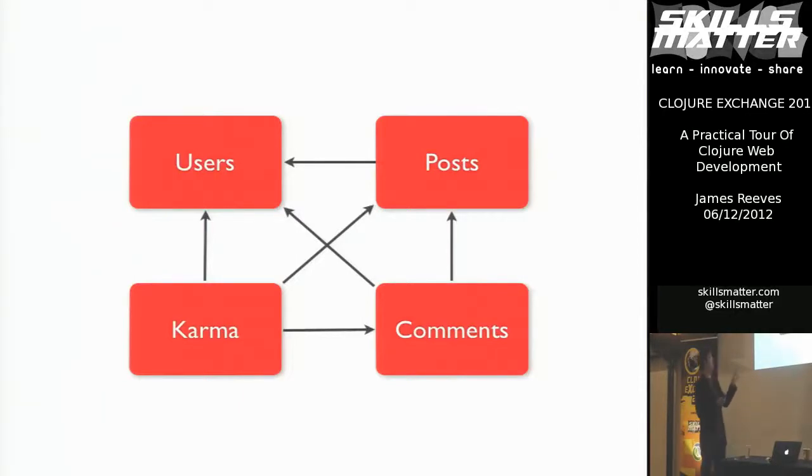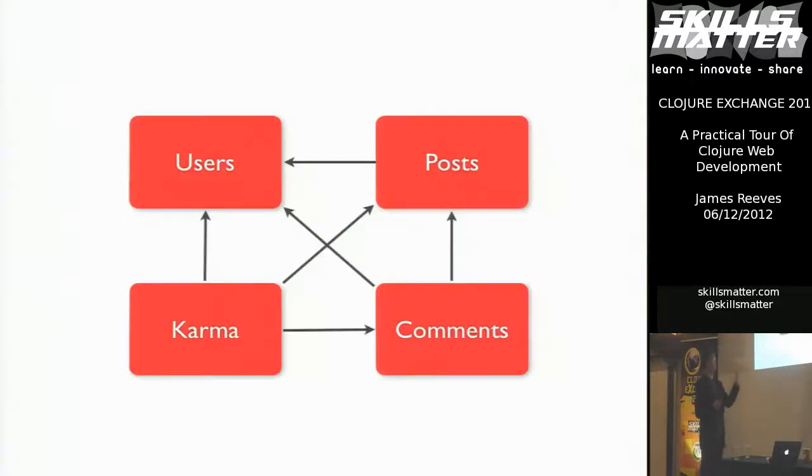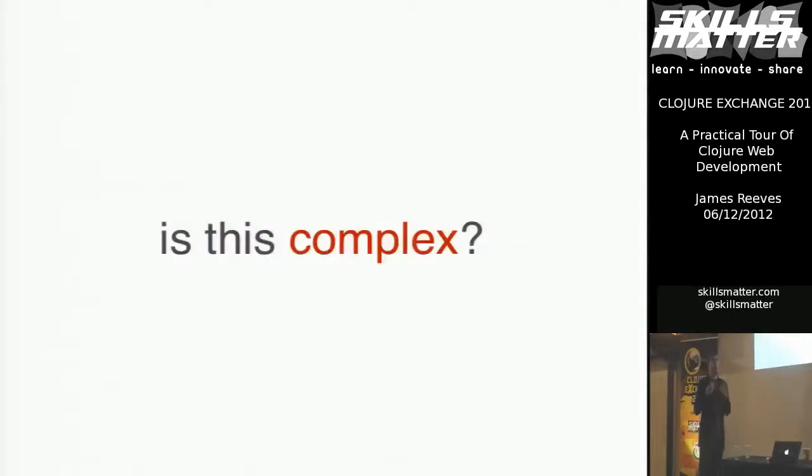So this is our relational diagram. We've got these four concepts, and we've got these arrows going between them which describe their relationships. And as Clojure programmers, we look at this and we say, well, is this complex? As Clojure programmers, we know that complexity means something that's interconnected or braided together. Rich Hickey's talk, Simple Made Easy, goes into detail about this.